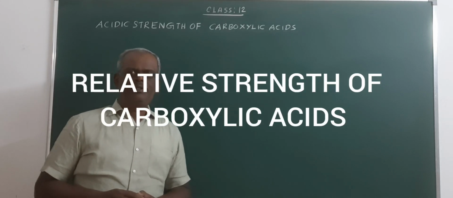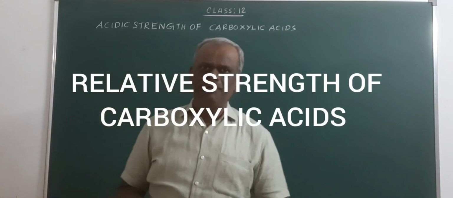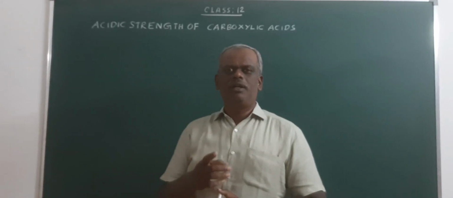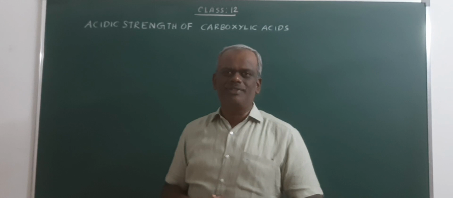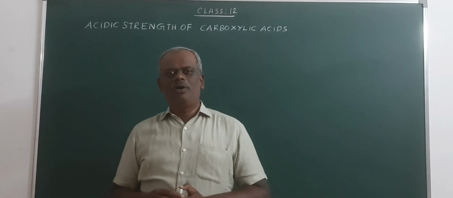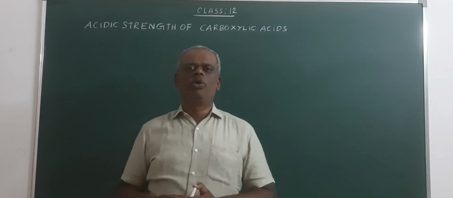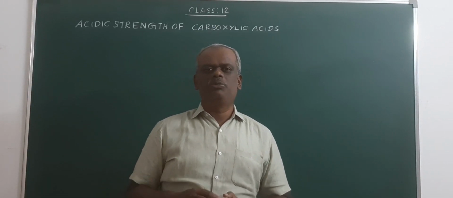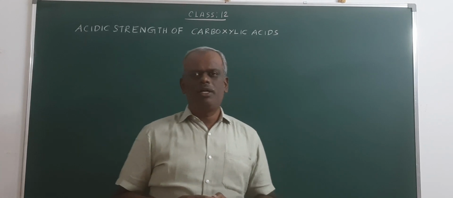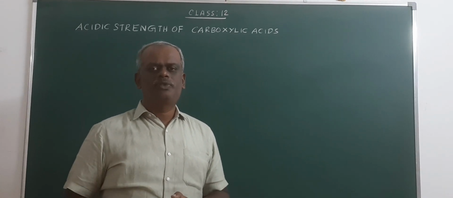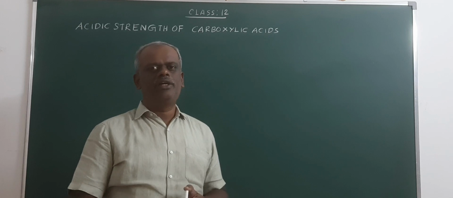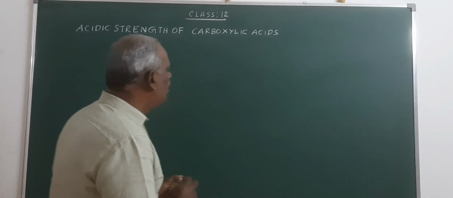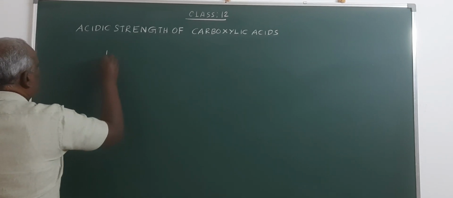Dear students, in today's video session, we are going to discuss the relative strength of carboxylic acids. Carboxylic acids contain the COOH group as a functional group, which has a replaceable hydrogen. Based on the Arrhenius concept, substances which give hydrogen plus in their solution are called acids. So here are the carboxylic acids, or COOH.